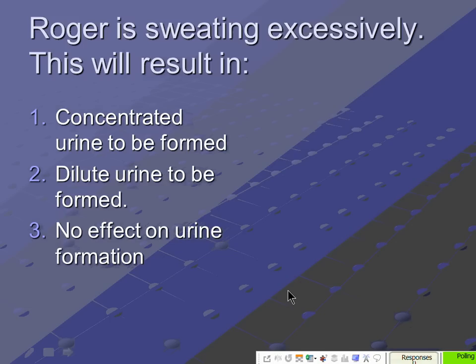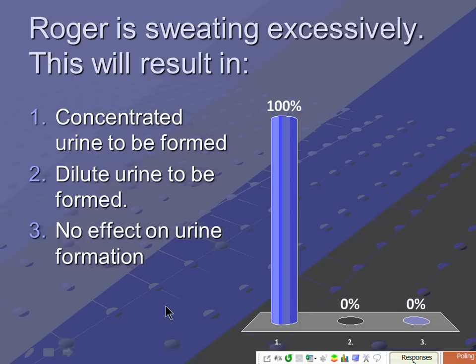Suppose this person is sweating excessively and we assume, since nothing else is given, that they are not drinking water to make up for that sweat. What will this do? Yes, this will cause concentrated urine to be formed.